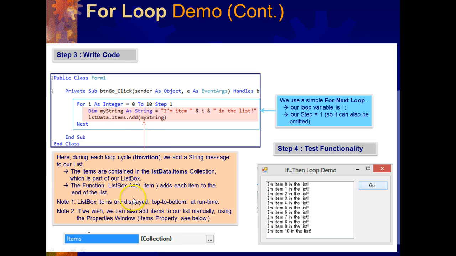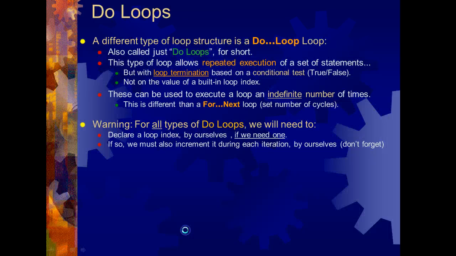Okay. If we wish, we can add items to our list manually using the properties window. Items property, and so on. Okay. Okay, let's stop here and then discuss another way to do this called a do loop. So it's the same thing, same idea, but a little different way to do it.